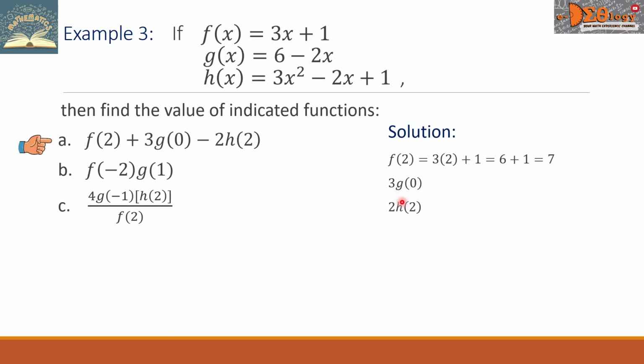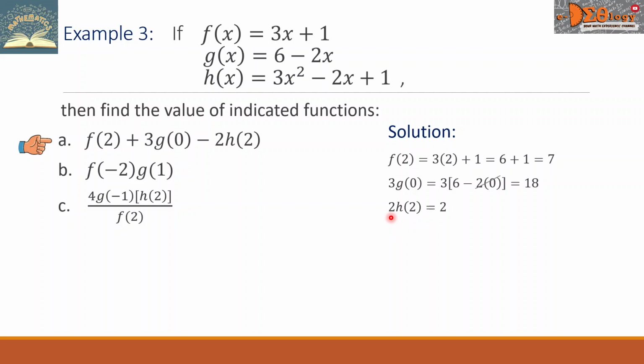What about 3 times g of 0? First we write the constant 3. Then we evaluate g of 0. Our g of x is here 6 minus 2x. So the g of 0 is 6 minus 2 times 0. This 2 times 0 is simply 0. So simply we multiply 3 by 6. So we have 18.